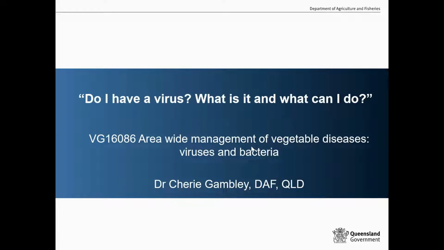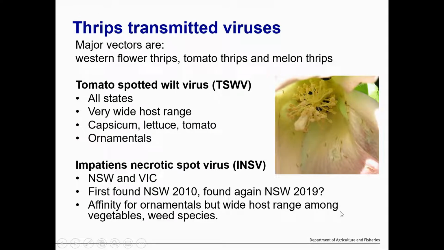Thanks, Heidi. So today I'm just going to talk about the viruses that we commonly find in protected cropping. You can get all of the diseases that we find in the field, but some are more likely in protected cropping than others. So first off the rank are the thrips transmitted viruses. The major insect vectors that spread these are western flower thrips, tomato thrips, and melon thrips.